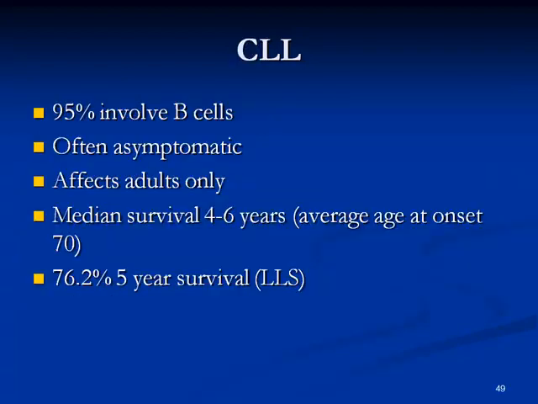Then chronic lymphocytic leukemia, again, mostly involves B cells. This is often asymptomatic and it affects adults only, and the median survival is 4 to 6 years, but the average age at onset is in the 70s. So you wouldn't expect your life expectancy to be much longer than that at that age anyway. But it does have a pretty good 5-year survival rate.